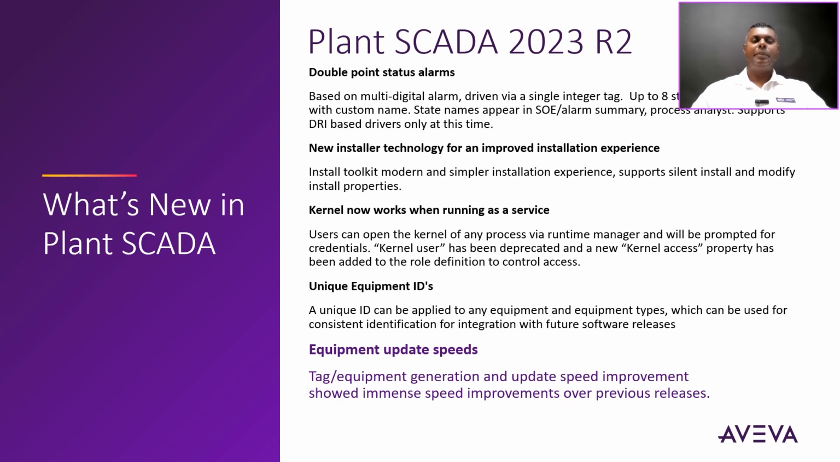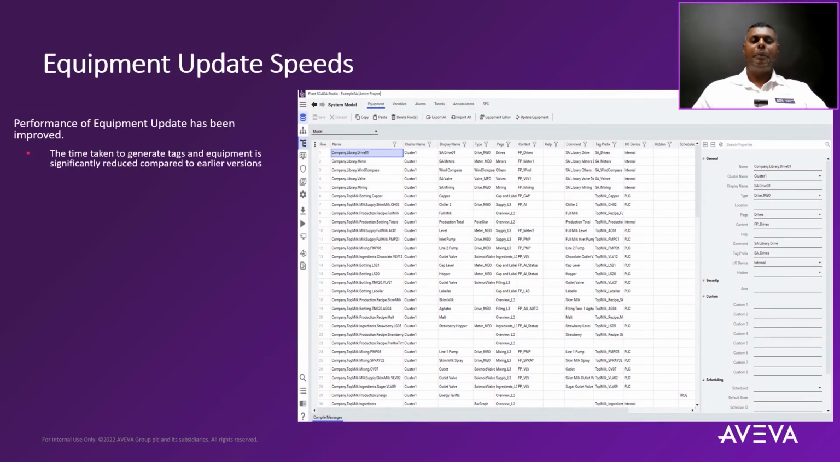Equipment update speeds. This feature enhancement to the equipment editor provides tag and equipment generation and update speed improvements, which showed immense speed improvements over previous releases. The performance of equipment update speeds is quite significant, as the time it now takes to generate tags and equipment is faster in this release.